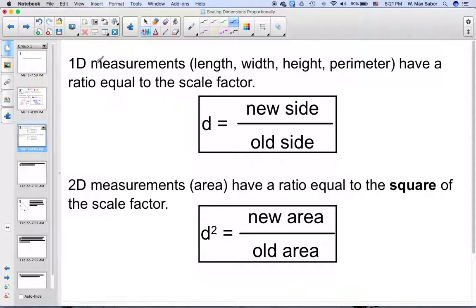So one-dimensional measurements, such as length, width, height, and perimeter, have a ratio equal to the scale factor. This is like taking the 15 divided by 5 to get that the scale factor was 3. But two-dimensional measurements, so the new area was 90, the old area was 10, have a ratio equal to the square of the scale factor, 3 squared, or 9.